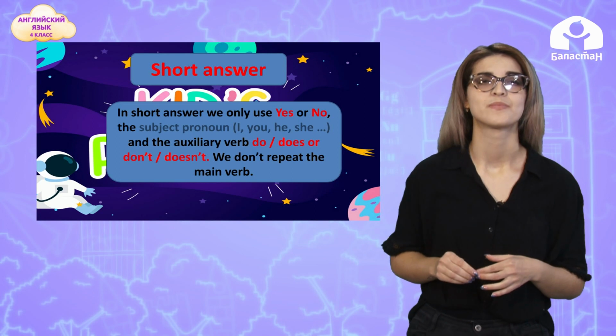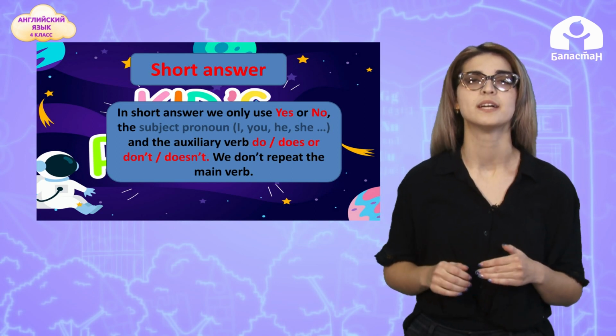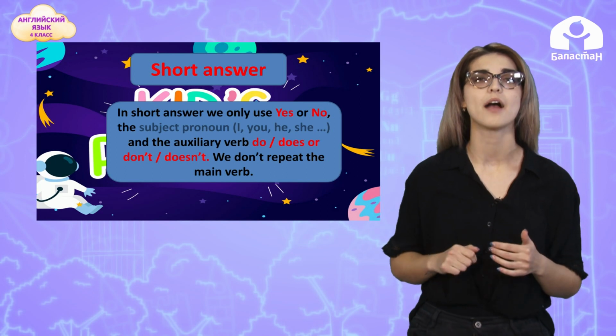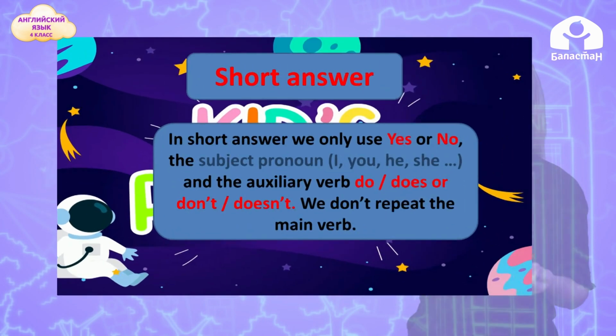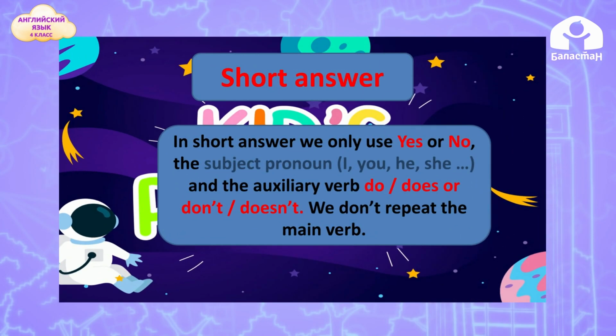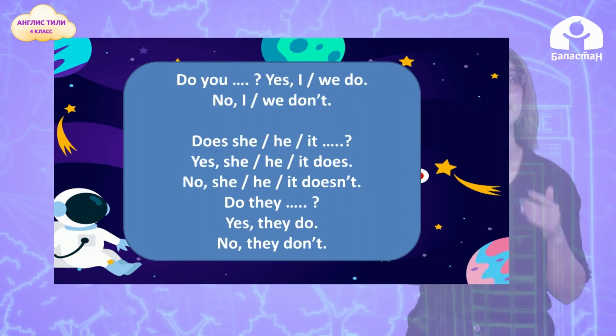Short answers. In short answers, we only use yes or no, the subject pronoun I, you, he, she, and the auxiliary verb do, does, or don't, doesn't. We don't repeat the main verb. For example, do you? Yes, I do. Yes, we do. No, I don't. We don't. Does she? Does he?